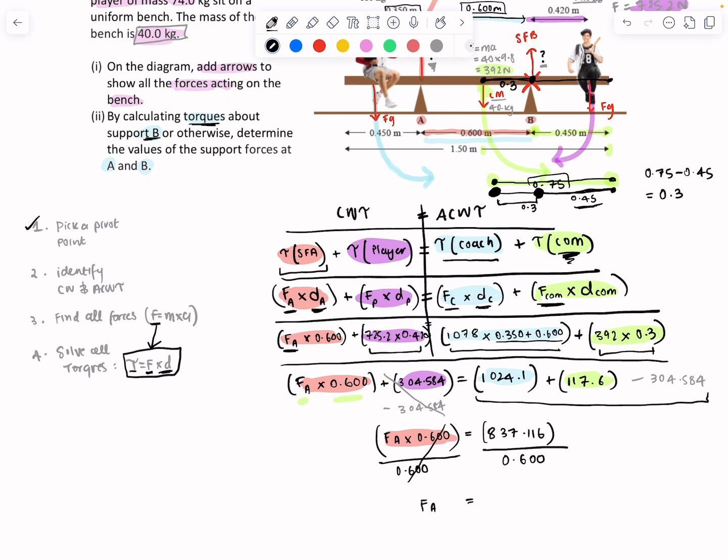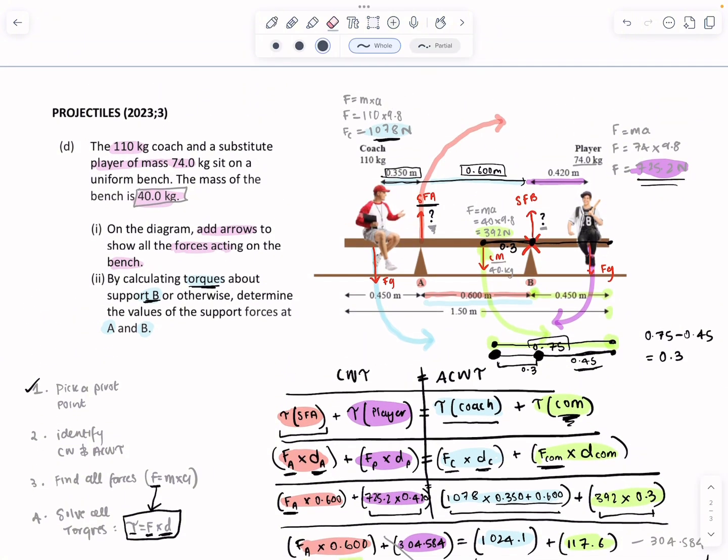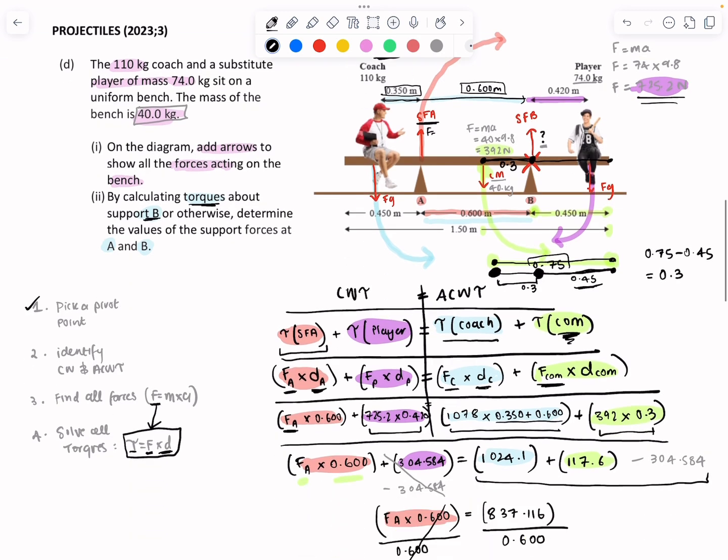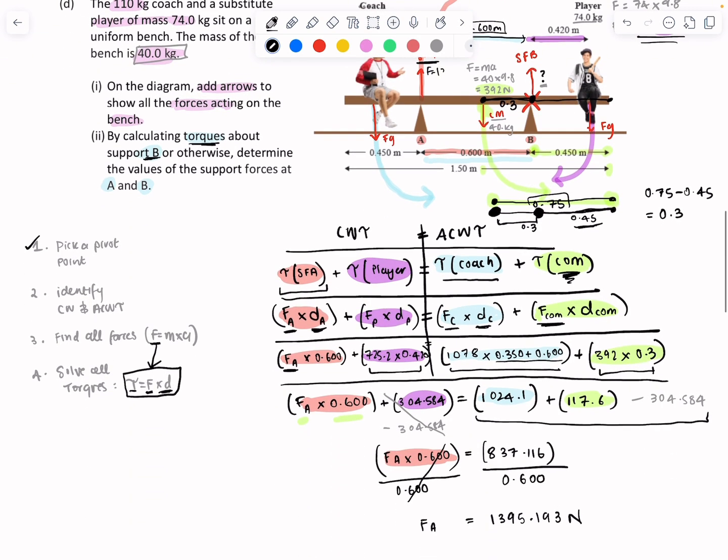equals, this is the grand finale, almost, 1,395.193 newtons. Okay, so support force A, what is the force that it's providing? It is going to be 1,395.19 newtons. Okay, and that's how it's done.